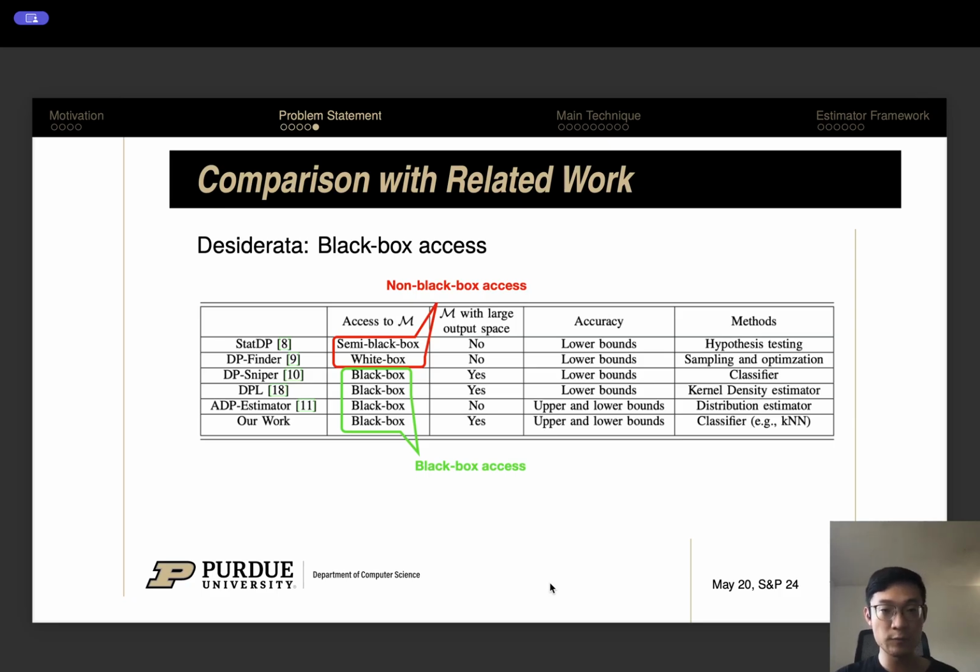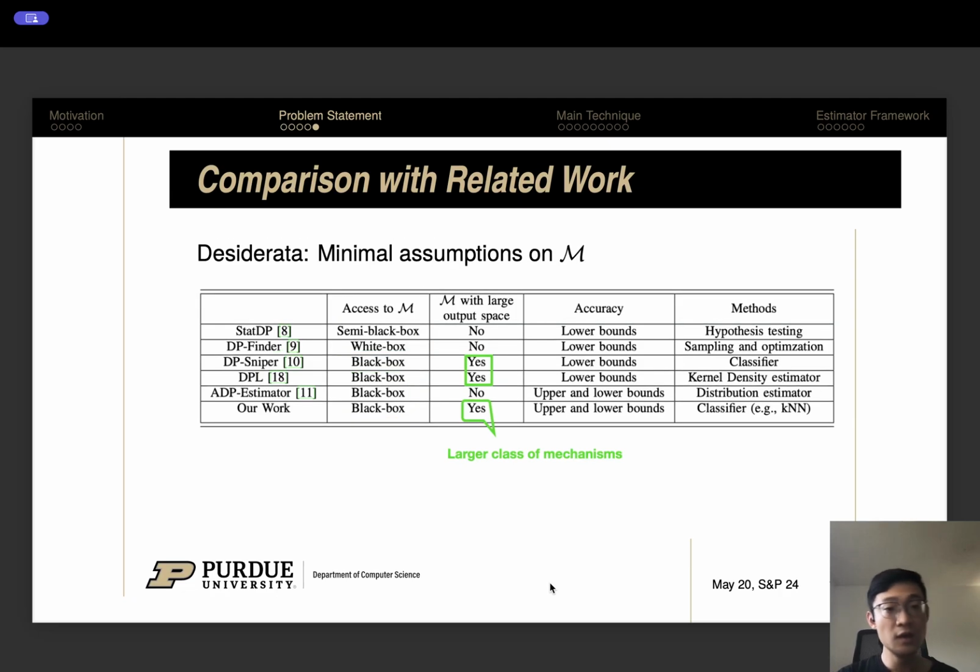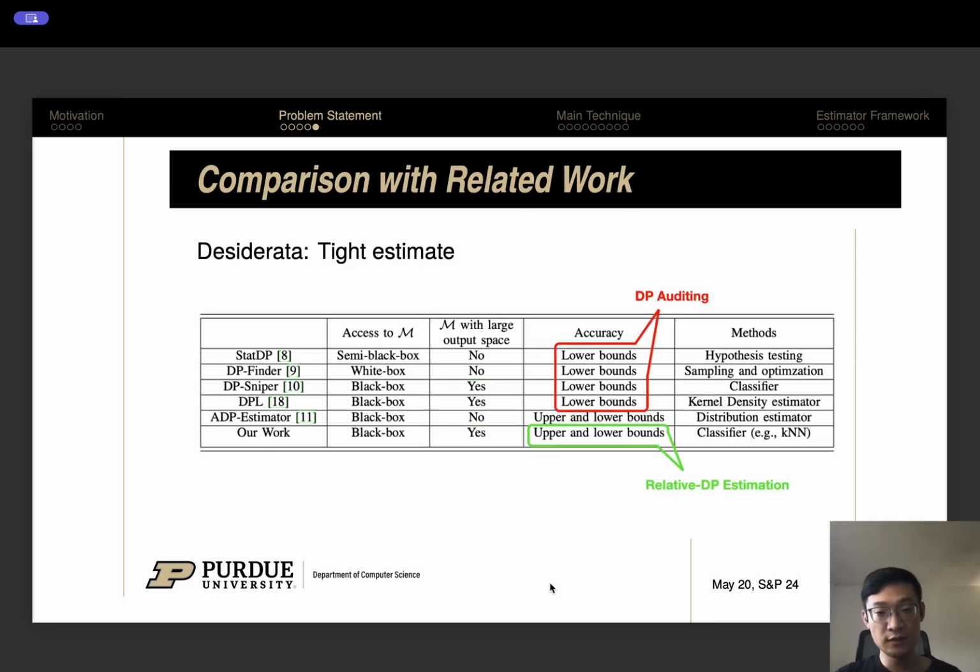We also compare our result with the previous work. In contrast to some work, which requires more information about the mechanism, our result only requires black box access, which is most suitable for the non-private expert. And we require only a minimal assumption on M. We don't make an assumption on the mechanism's output space. That means our estimators can empirically estimate mechanisms with a large output space. And our estimator provides a tight estimate of the privacy.